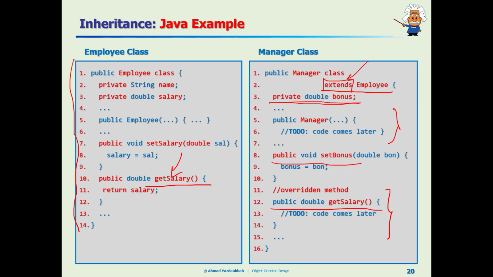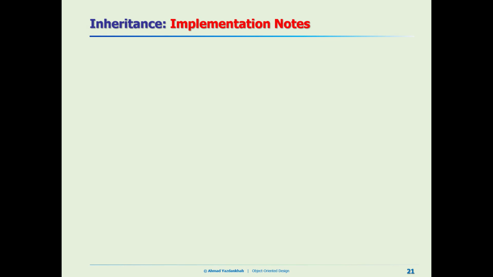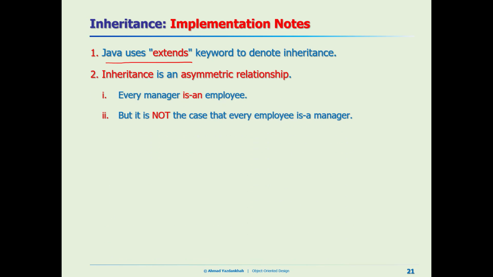All right. Before I show you the demo, let me see what these points are. First of all, as I said, we use the extend keyword for inheritance. And also you should know that inheritance is an asymmetric relationship. What does it mean? It means that it's a one-way relationship. Every manager is an employee, but it is not the case that every employee is a manager. So it's a one-way relationship.